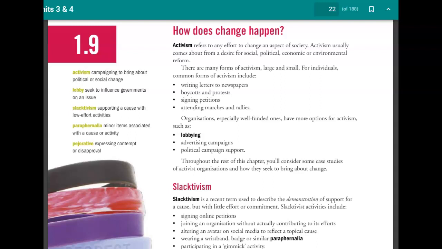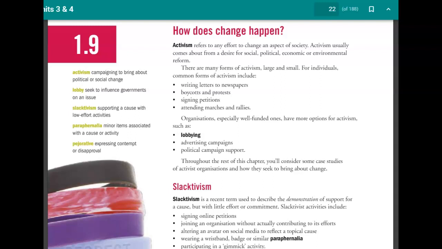Common forms of activism include things like writing letters to newspapers, boycotting or protesting, signing petitions and attending marches and rallies. We've seen a lot of them in recent years. Organisations, especially well-funded ones, have more options for activism, such as lobbying and advertising campaigns and political campaign support. Now, lobbying, as you can see, means to seek to influence governments on an issue.